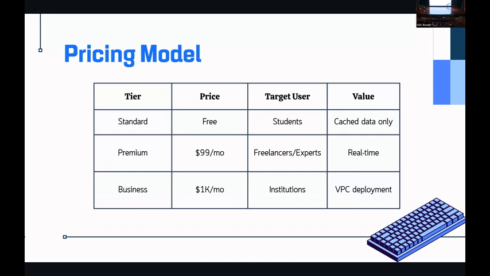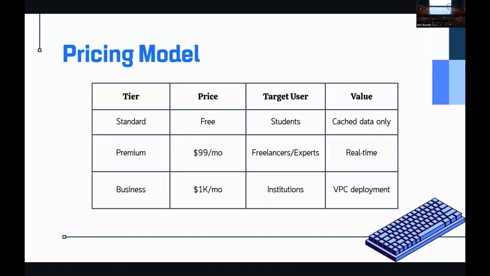Now, moving on with the pricing model, we opted to have three tiers: the standard, the premium, and the business. The standard is for students. The purpose of the project is to have non-technical users use our product, such as students trying to learn new things. The premium is more related to freelancers and experts in the domains of finance and data science. And for businesses, it would be used as a VPC component in their companies.